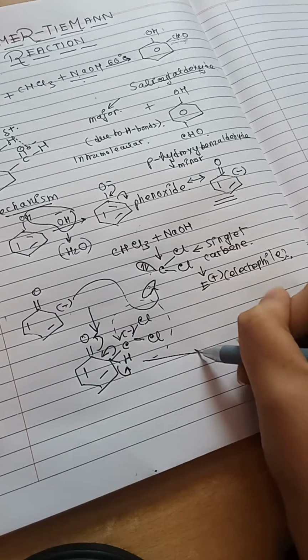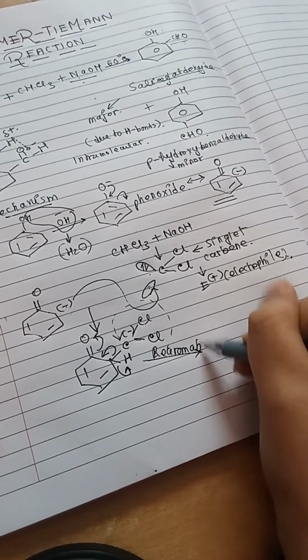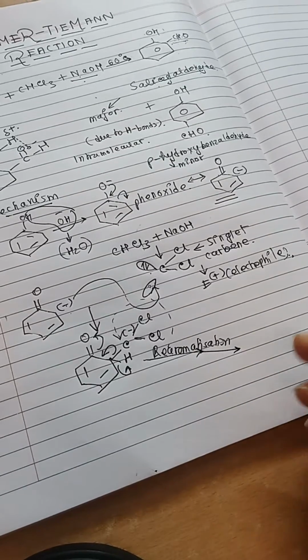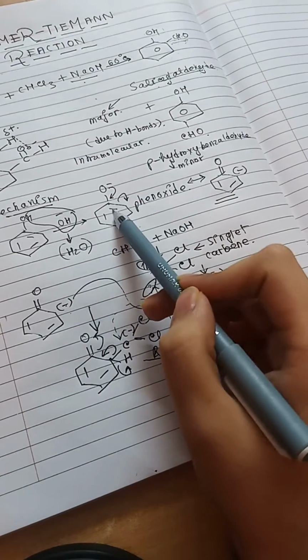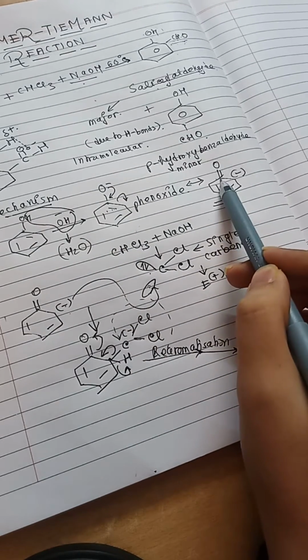So this step is known as rearomatization. Why is that so? Because first it was aromatic. This phenoxide was aromatic. Then one of its resonating structures lost the aromaticity.